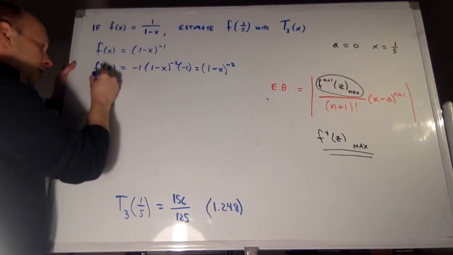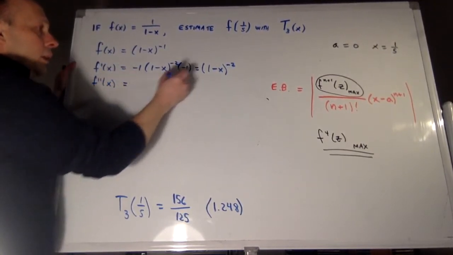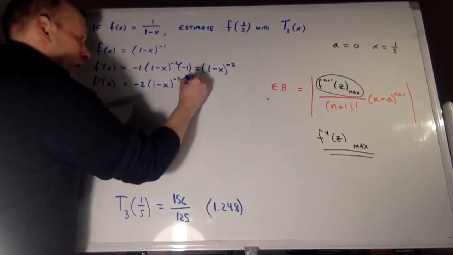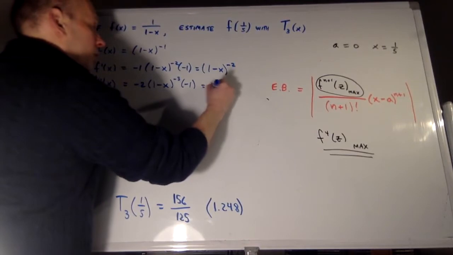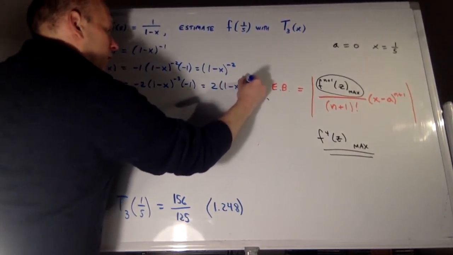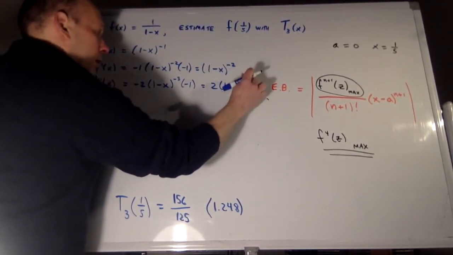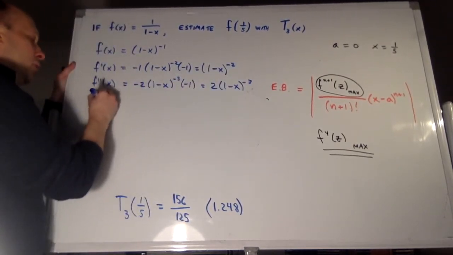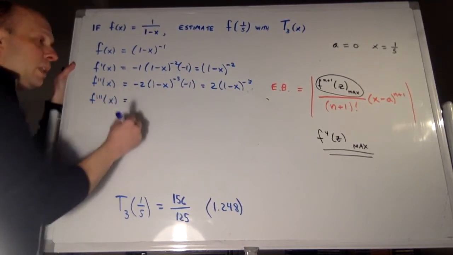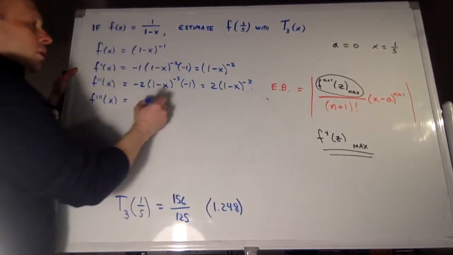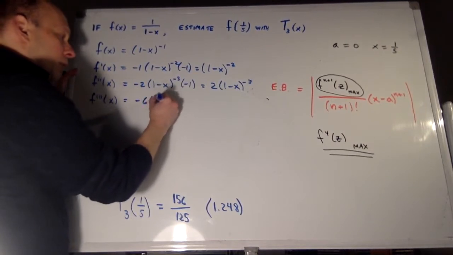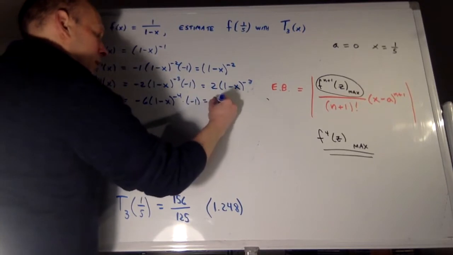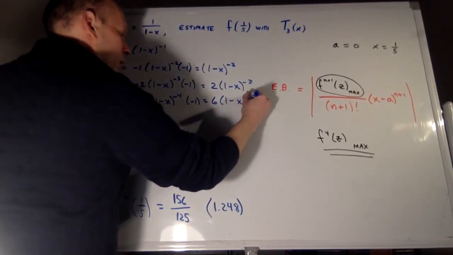The second derivative is going to be negative 2 times 1 minus x to the negative 3 times negative 1 with the chain rule. So that's going to be positive 2 times 1 minus x to the negative 3. And the next one, we got to do 2 more to get to the one we need, right? Because we need the 4th derivative. All right, so we have negative 6 times 1 minus x to the negative 4 times negative 1. So this is 6 times 1 minus x to the negative 4.